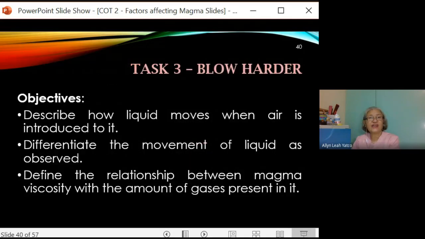Let's now go to task 3, blow harder. The objectives for this mini experiment are: I can describe how liquid moves when air is introduced to it. I can differentiate the movement of liquid as observed. I can define the relationship between magma viscosity and the amount of gases present in it.